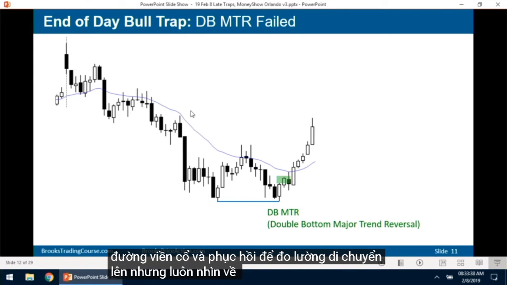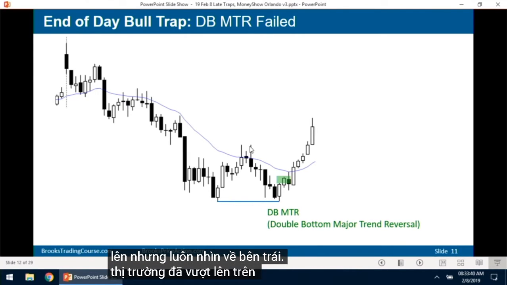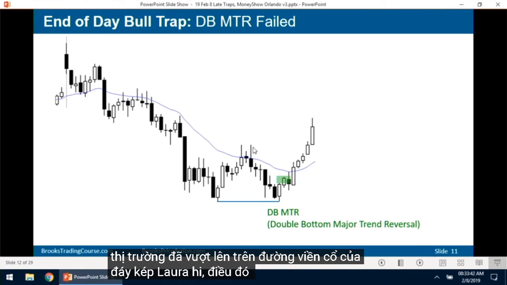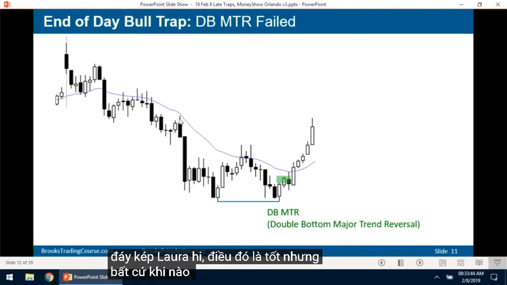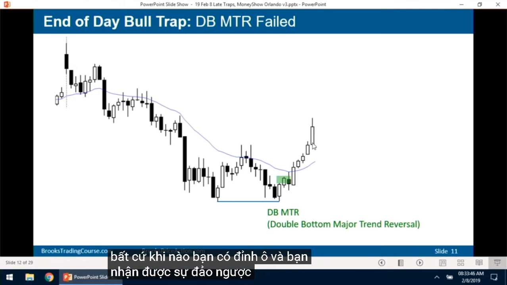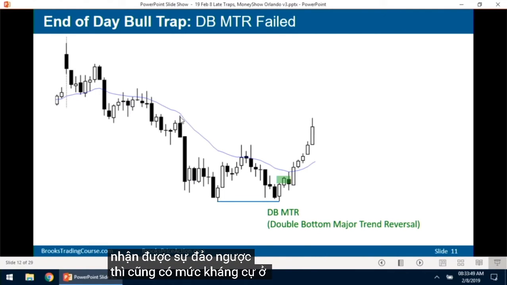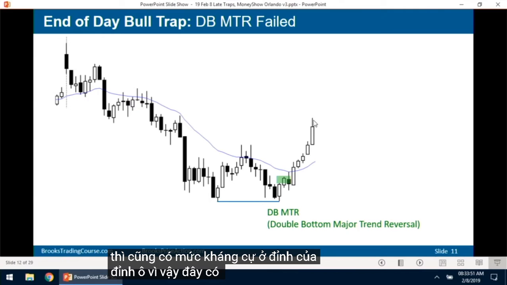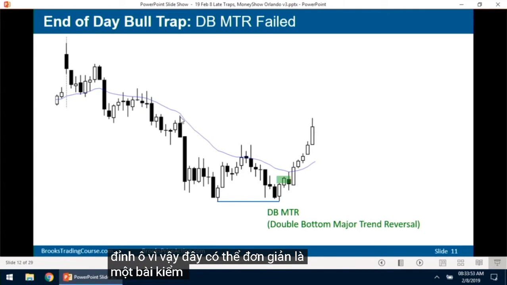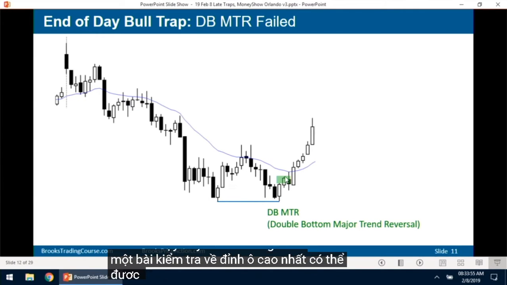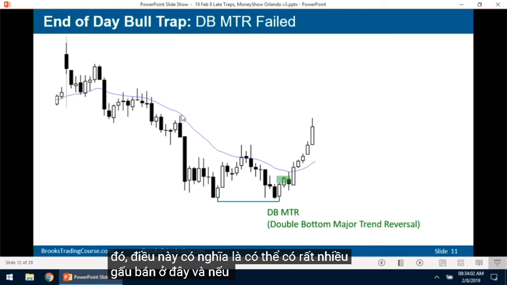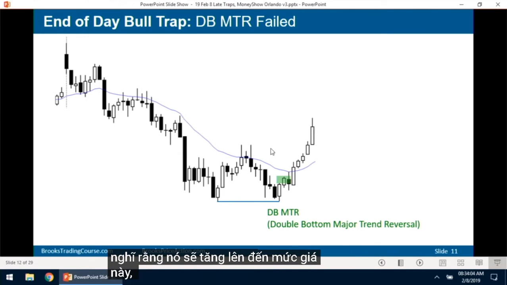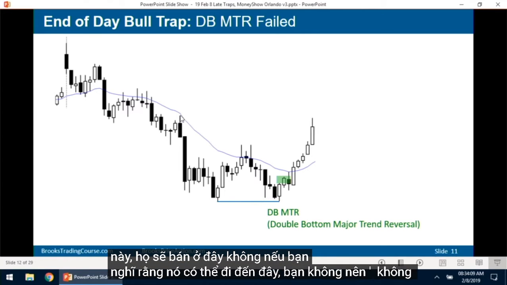But always look to the left. Yes, the market went above the neckline of the double bottom, a lower high, which is good, but whenever you have a sell climax and you get a reversal, there's also resistance at the top of the sell climax. So this could be simply a test of the sell climax high. It could be vacuumed up to that resistance level. This means that there might be a lot of bears selling up here, and if the bears think it's going to go up to this price, are they going to sell here? No. If you think it might go here, you don't sell until it gets there.